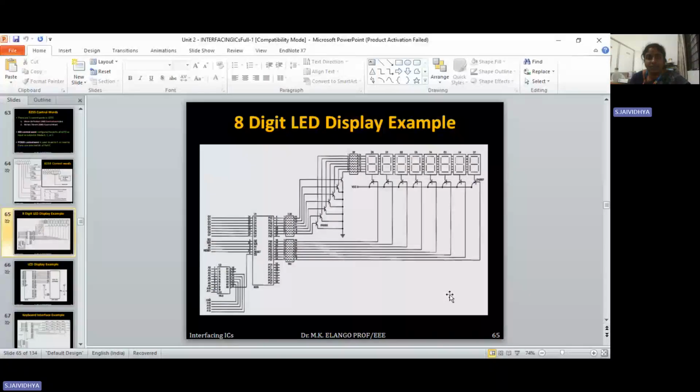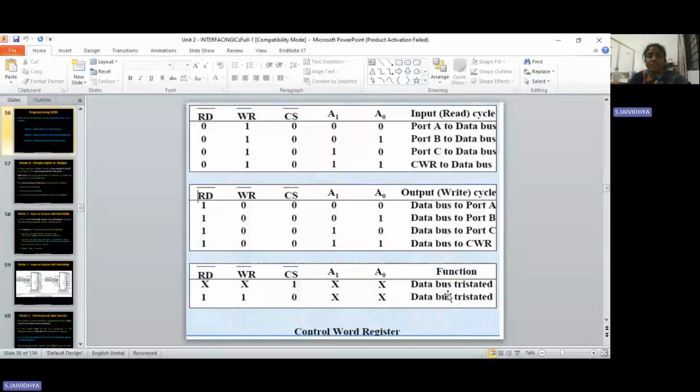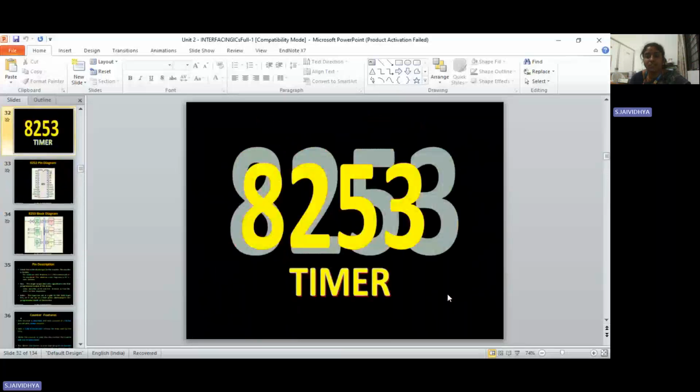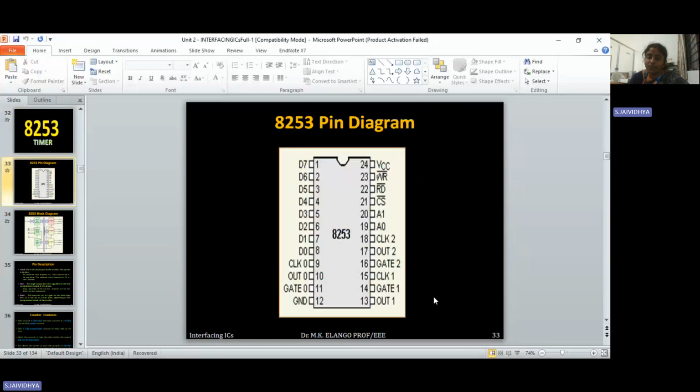Hi everyone. This is the video session about the timer 8253, which has been interfaced with the 8085 processor. Hope the screen is visible. In this session, I'm going to tell you about the block diagram of the 8253 timer, which is one of the peripheral interfacing devices with the 8085 processor.